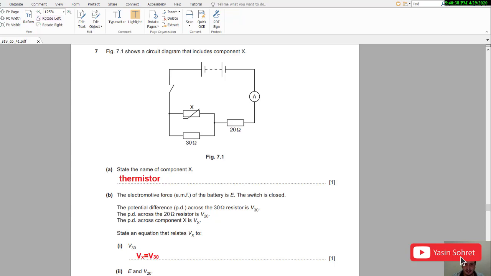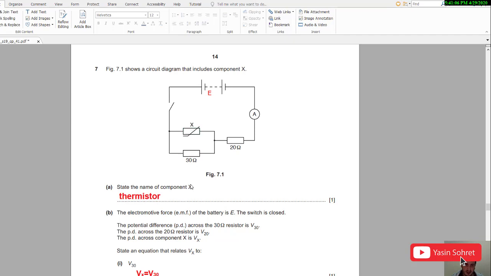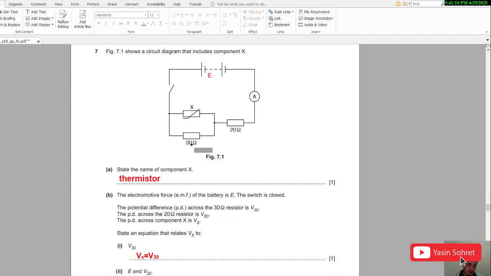And the potential difference across the 30 ohm resistor is V30, and the potential difference across the component X is VX. So what is the relationship between the 30 ohm resistor and X? They are parallel to each other, so they are going to get the full amount of potential difference. So VX and V30 are equal: VX is equal to V30.